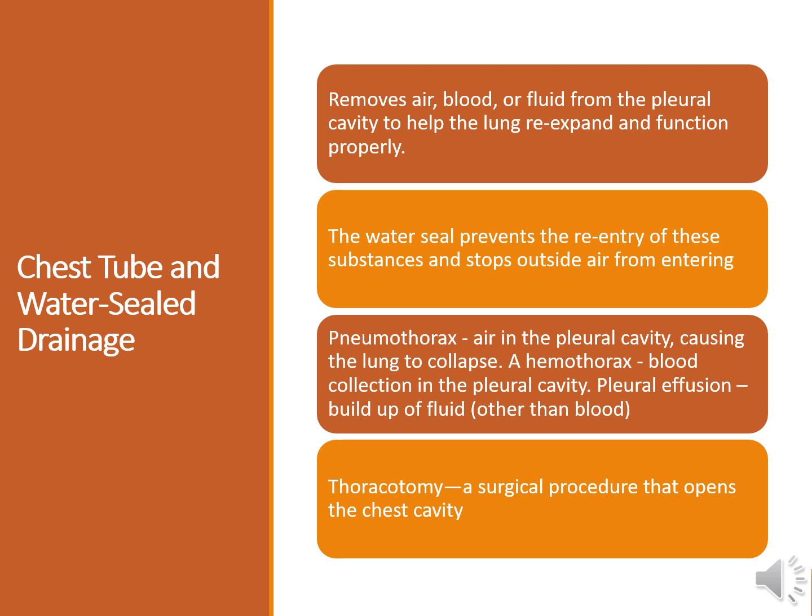A water-sealed drainage system is set up by connecting the chest tube to a clear tube that extends in a chamber with sterile water or saline. The chest tube must always stay below the level of the chest to maintain the seal. This is especially important when transporting patients. During inhalation, air and fluid from the pleural cavity are drawn into the drainage tube and collected in the chamber. Because the fluid in the chamber is heavier than the air, it prevents the fluid from being pulled back into the tube and stops outside air from entering.